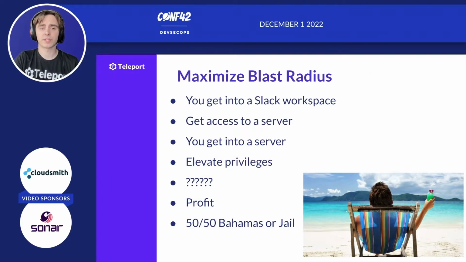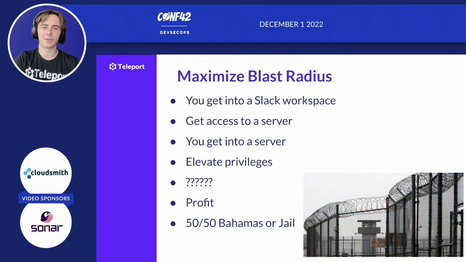The next step, of course, is to maximize the blast radius. For example, say you get into a Slack workspace, like a recent high-profile hack that happened a couple months ago. Then from there, you can get access to a server. You get into a server, you can elevate your privileges using some kind of privilege escalation attack. From there, do what you do, maybe get some customer data, get some internal company files, and then profit. From there, your mileage may vary. You might end up on a beach somewhere or somewhere a little bit less pleasant.